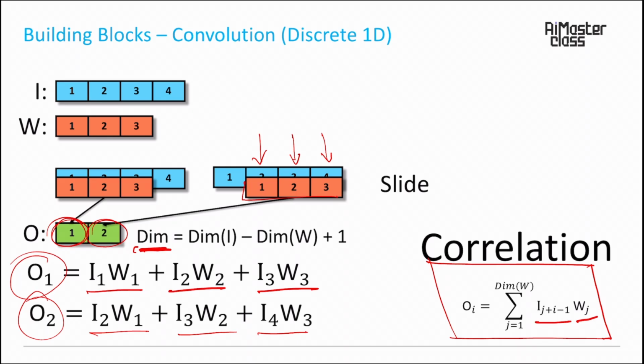have enough space to slide, right? We could only slide 2 times, so we will only get these 2 outputs. And mathematically, what is the dimension of output? It is the dimension of the input minus the dimension of the weights plus 1. And remember this formula, right? Input minus weights plus 1. So this is something that you should remember.